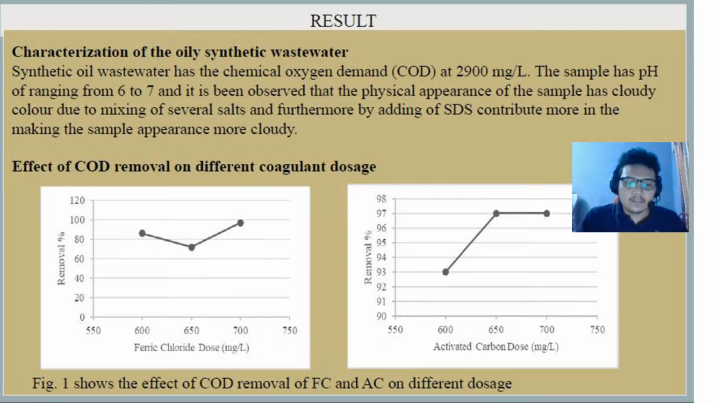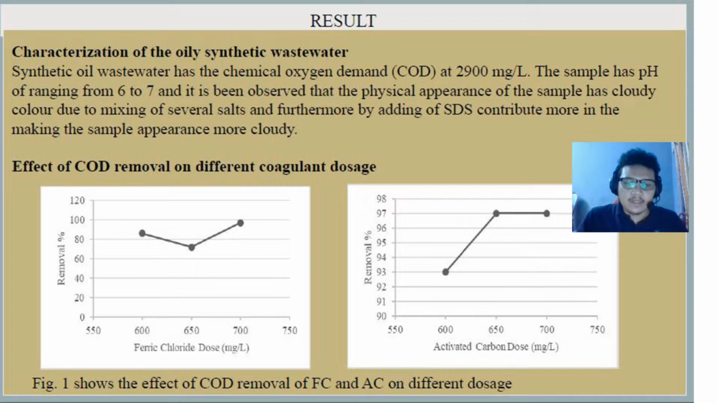On the left is the figure for the COD removal of ferric chloride. Here we can see that at a dosage of 300 milligram per liter, the COD removal is around 80%, and for a dosage of 350 milligram per liter, the COD removal percentage is around 70%. At a dosage of 700 milligram per liter, the COD removal is 97%. Next is the activated carbon dosage.